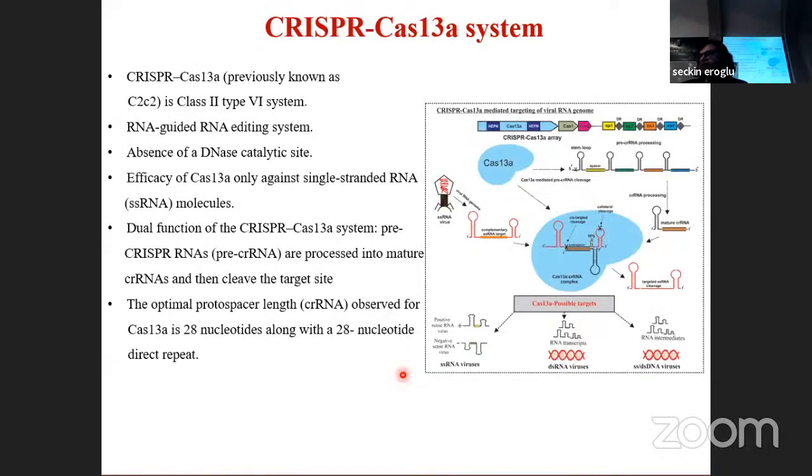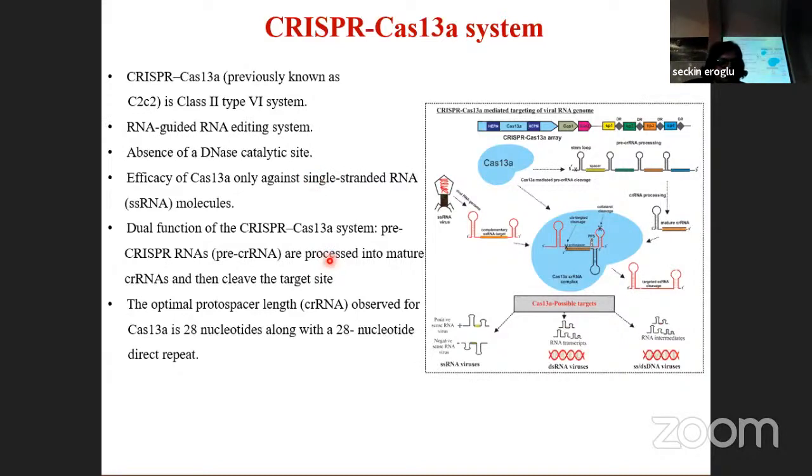This is another CRISPR system, CRISPR-Cas13a. Previously it was known as C2c2, and it is a class 2 type 6 system. It is an RNA-guided RNA editing system. The previous two Cas proteins which I was discussing basically cleave DNA. This CRISPR-Cas13a cleaves RNA. So we have proteins that can cleave DNA as well as RNA, and Cas13a is the one that can cleave single-stranded RNA.